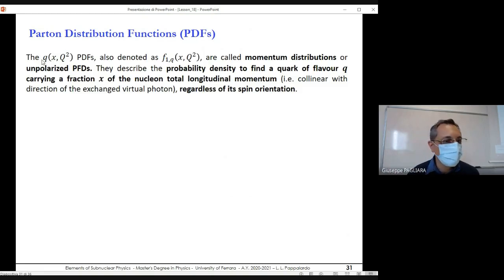So the proton distribution function q, which in general depends on x and Q squared, as we've seen, due to the violation of the Bjorken scaling, can also be denoted as f1. q can be up, down, strange, as usual. This is also denoted in a different notation as f1^q. These are called, indeed, momentum distributions or unpolarized PDFs, because they carry only information about the momentum distribution of the quarks, but nothing about the spin of the quarks. So in this sense, they are unpolarized, or better to say spin independent. They describe, as we have seen today, the probability density to find a quark of flavor q carrying a fraction x of the nucleon total longitudinal momentum, regardless of its spin orientation.